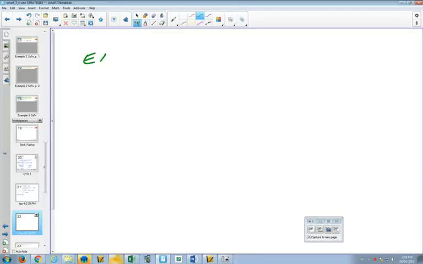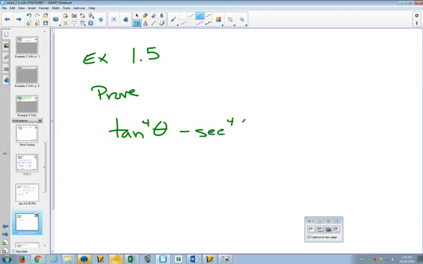This one, example 1.5, we're going to prove the following: tan to the 4 theta, even scarier than the cotangent cubed one, minus secant to the 4 theta equals, how hard do you want me to make this one? Medium? Really hard? Really hard? Okay. We're going to make this one equal to negative sine squared theta minus 1 over cos squared theta.